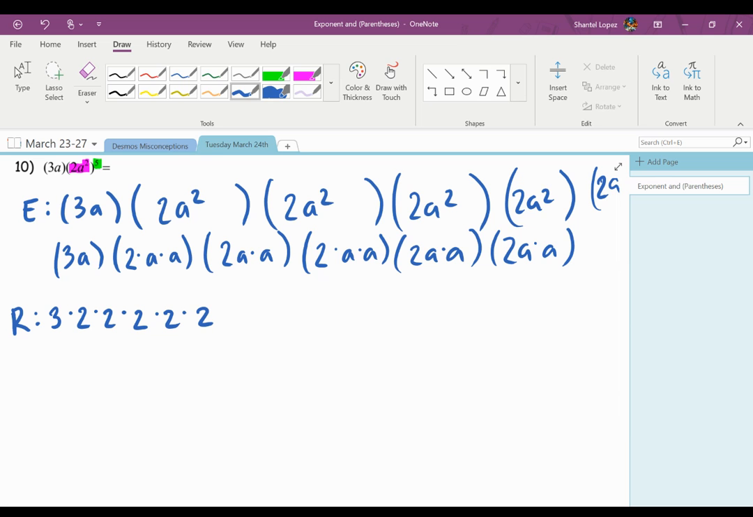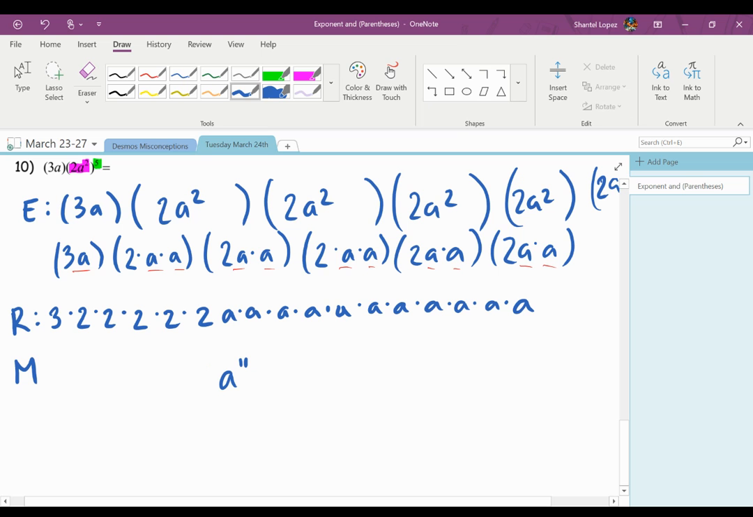All right, let's count how many a's we have here. So let's have 1, 2, 3, 4, 5, 6, 7, 8, 9, 10, 11. So I know I'm going to have 11 a's. So when I multiply, I know I'm going to have a to the power of 11.